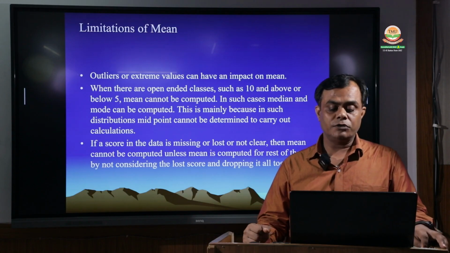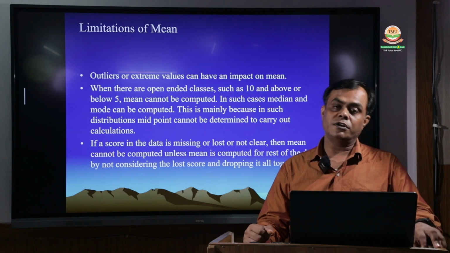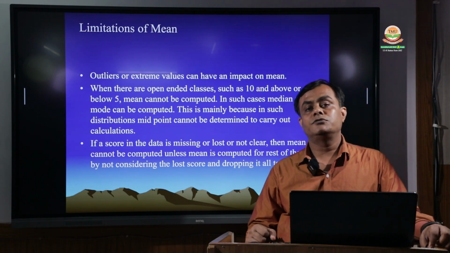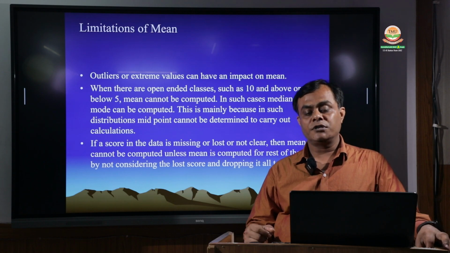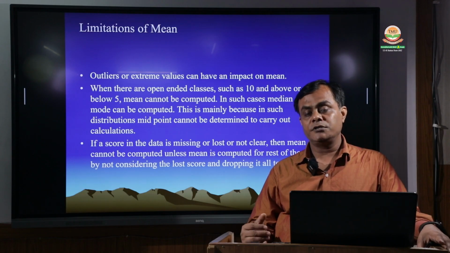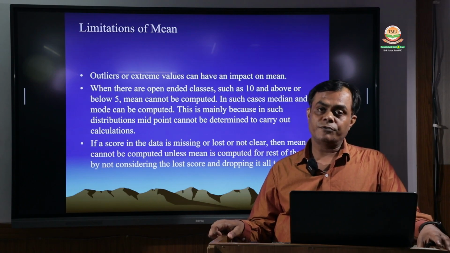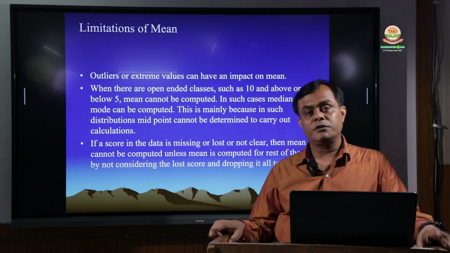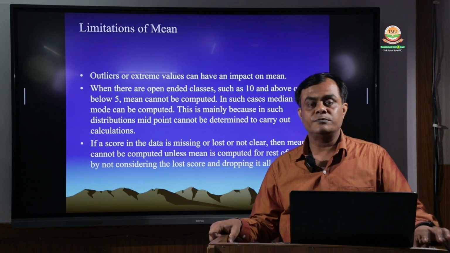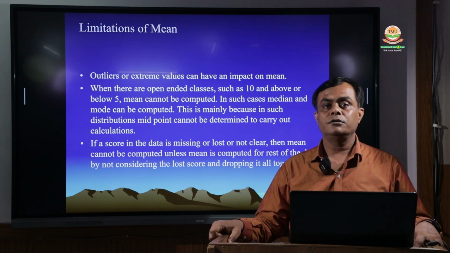Next, if scores in the data are missing, lost or not clear, then the mean cannot be computed. If certain scores are missing, in that situation it is tough to calculate the mean, and this is a limitation of the mean. But we can calculate the measure of central tendency through the median and mode if there is certain missing data. But if certain data is missing, it is not possible to calculate the mean.